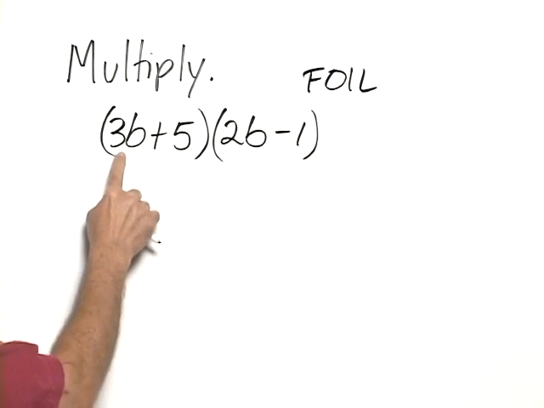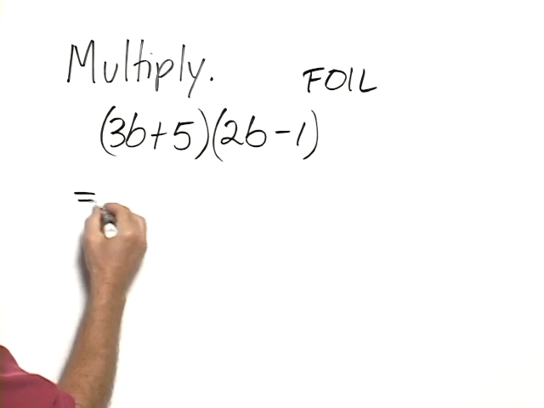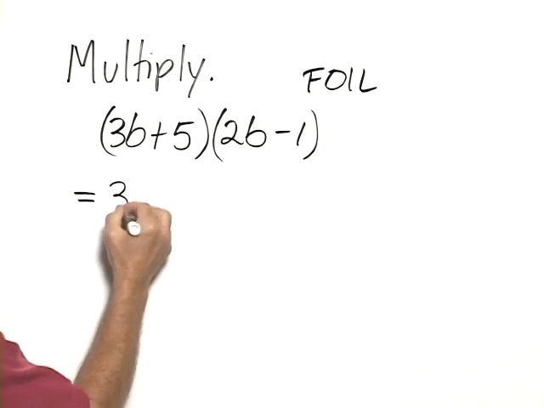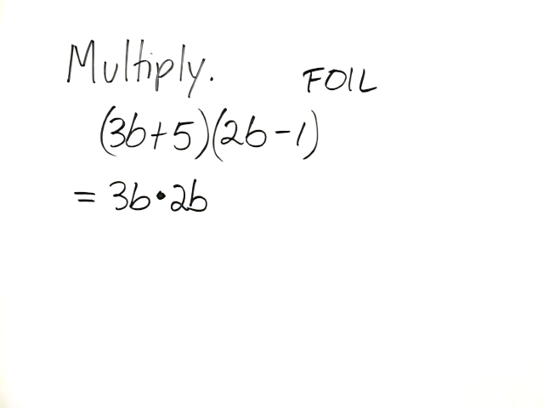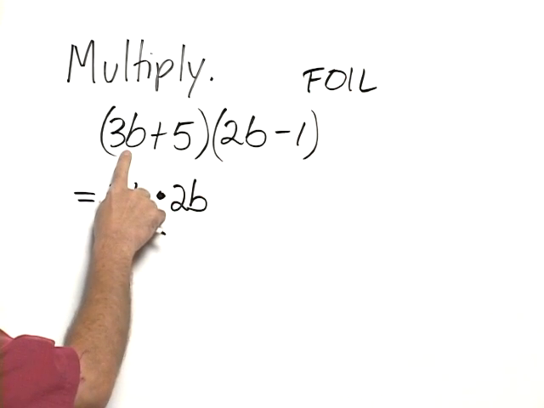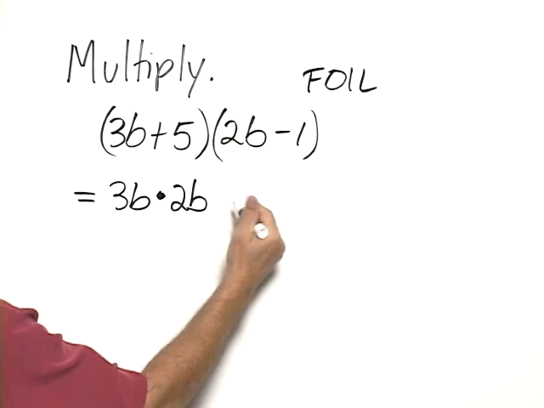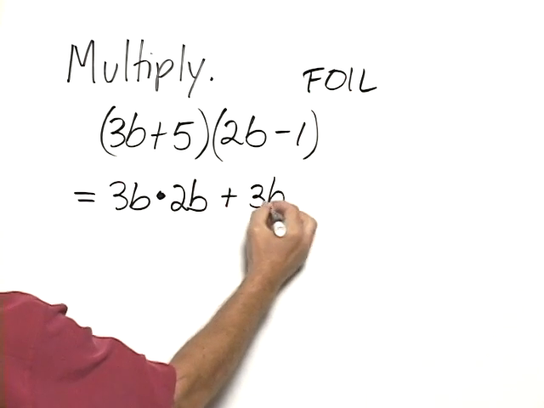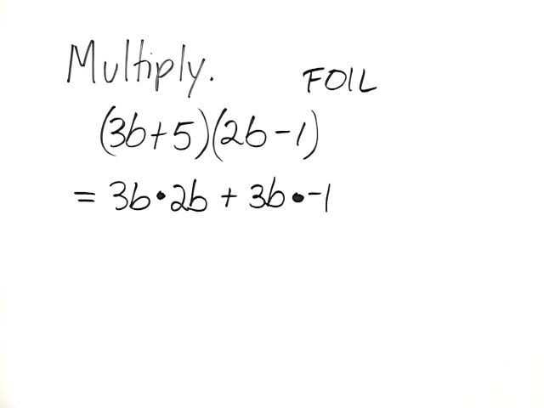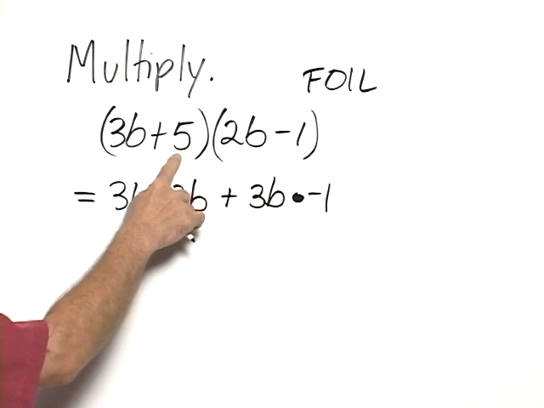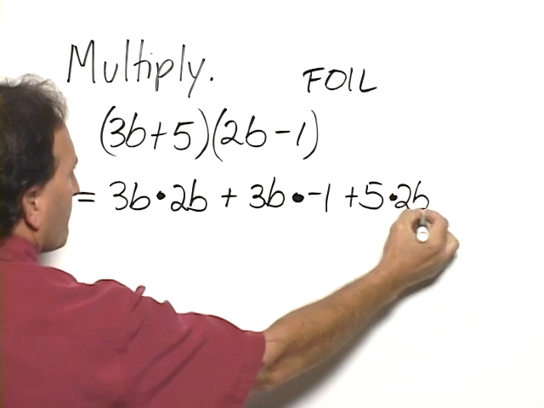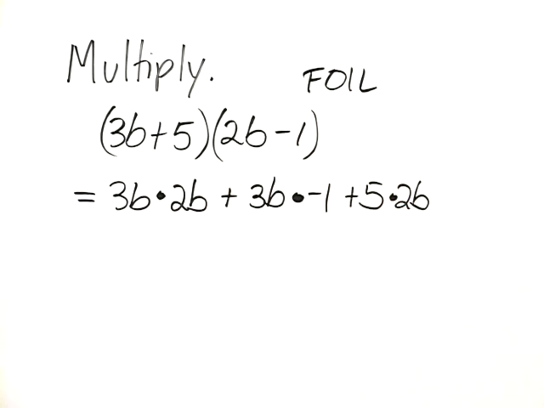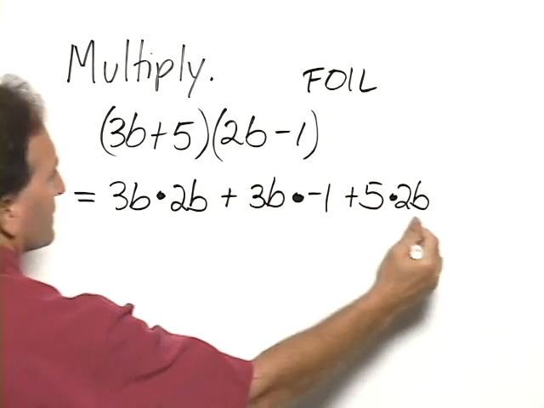So, for FOIL, we multiply the first two terms of the binomials together, 3b times 2b. Then we multiply the outer terms of each, so 3b times negative 1. Then we multiply the inner terms, 5 times 2b. And finally, the last two terms, 5 times negative 1.